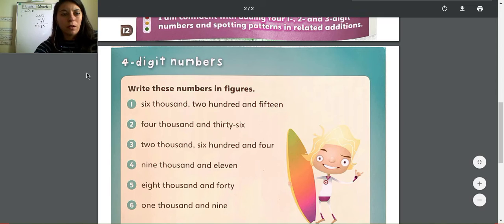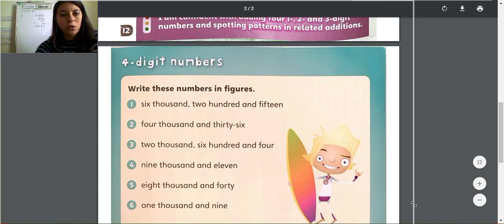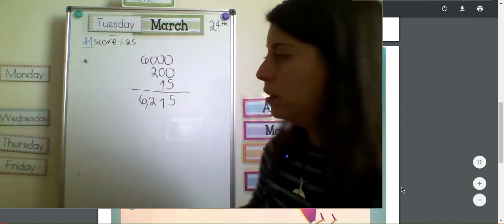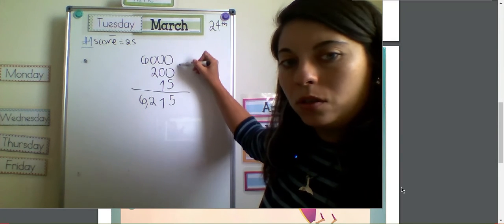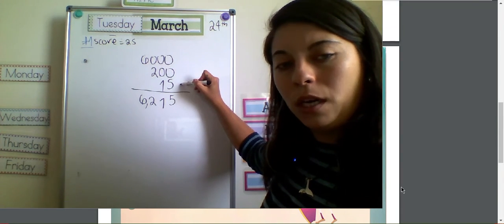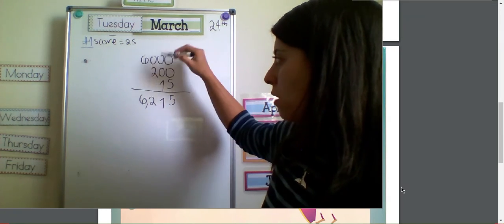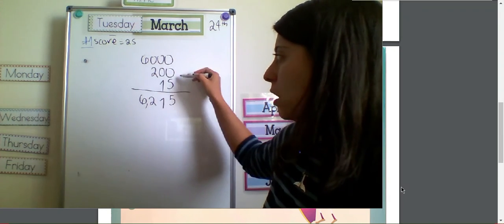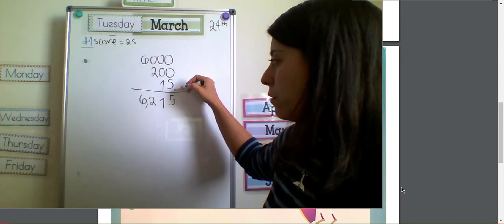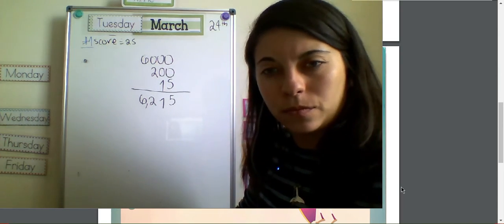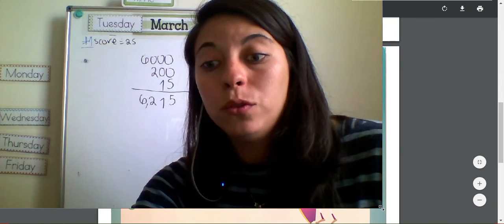I'm going to make myself a little bit bigger so that you can all see it. I know that the thousands have 3 zeros, the hundreds have 2, the tens have 2 digits. Do you see it? I hope you do, because you're going to have to do the next one.